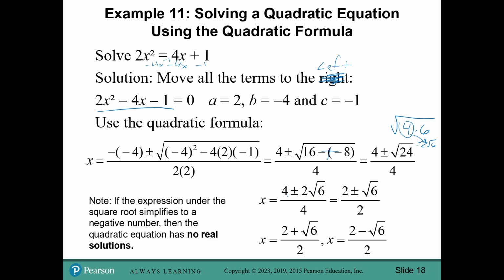And if I want to reduce, because these all have 2's in common, I can divide all these pieces by 2. So that divided by 2, this piece divided by 2, this piece also divided by 2, and cancel this 2 out, which gives me 2 plus or minus the square root of 6 all over 2, right? Which means one solution is 2 plus the square root of 6 over 2. The other solution is 2 minus the square root of 6 over 2. And those are my two solutions. Okay. Note that if the expression under the square root simplifies to a negative number, then the quadratic equation has no real solutions, because we can't take the square root of a negative.